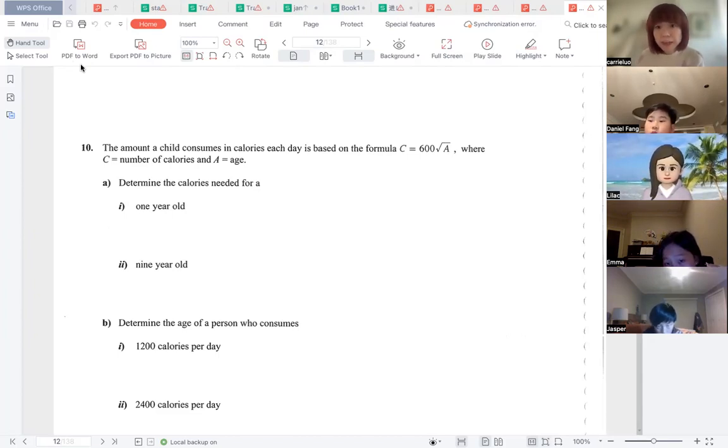Okay, so people, you're going to find out the age you're growing. So the bigger you are, you need more calories. Understand? Okay, so determine the calories needed for a 1-year-old and a 9-year-old, and determine the age of the person who consumes 1,200 calories per day or 2,400 calories a day. Okay, so let's take a look at this one.